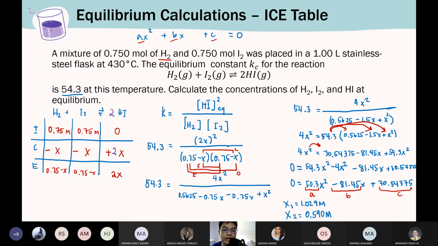But commonly, one of them is positive and the other is negative. What do we get? The positive value. Okay? So if x1 is positive and x2 is negative, take the positive value. That's the rule of thumb.